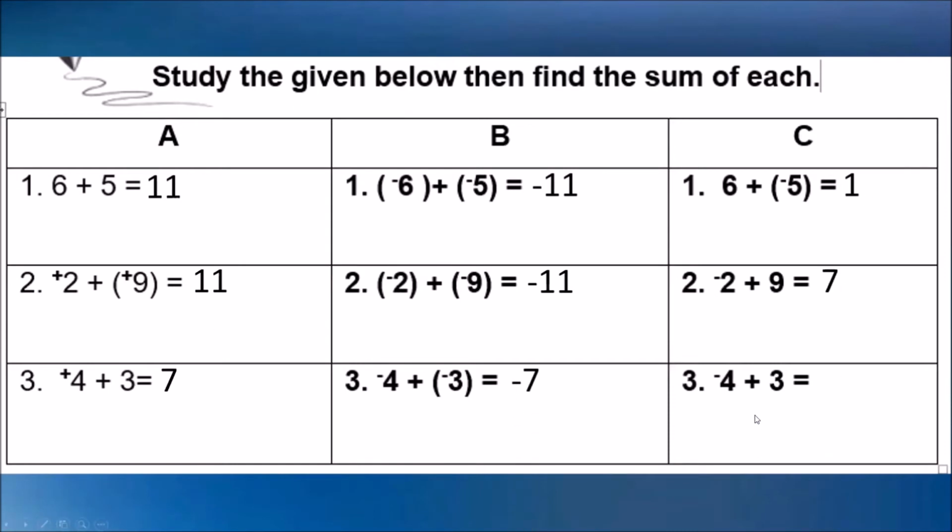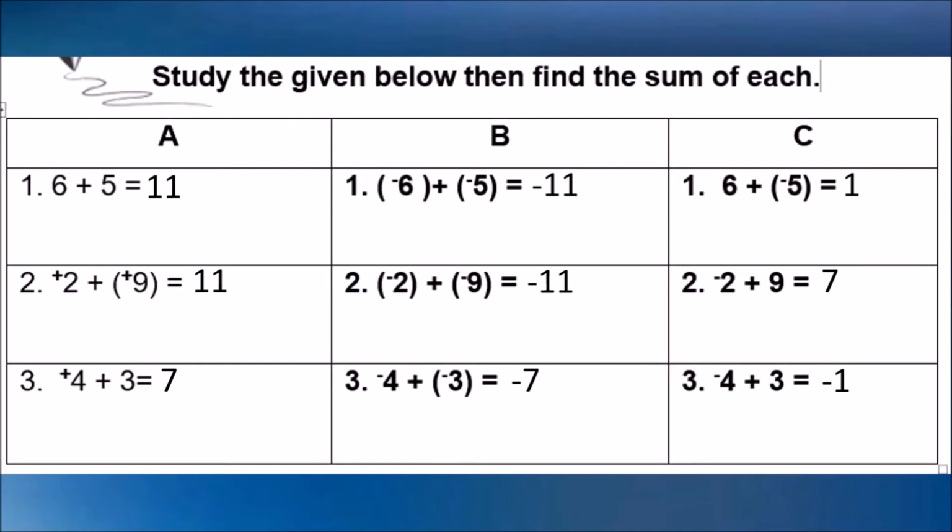And number 3, column C, the sign are not the same. Negative 4 and 3. So, 4 minus 3 ay 1. At kopyahin ang sign ng 4 which is negative. So, negative 4 plus 3 is equal to negative 1. So, I hope clear po kung paano natin i-add ang pare-parehas na positive, pare-parehas na negative, at magkakaiba ang sign.